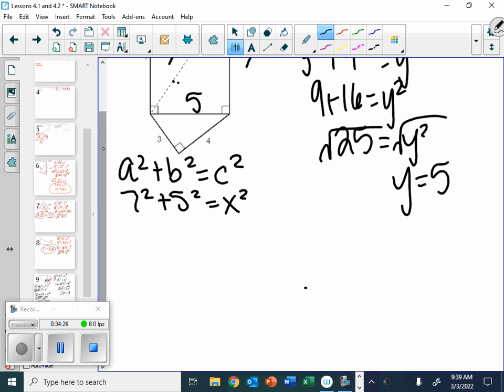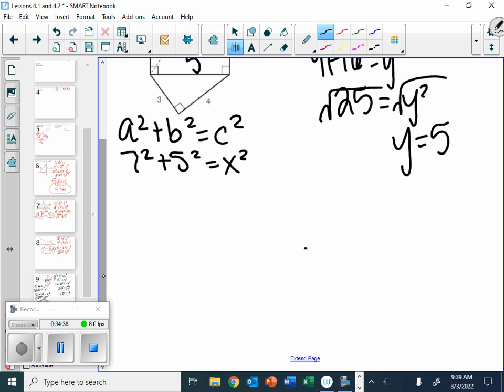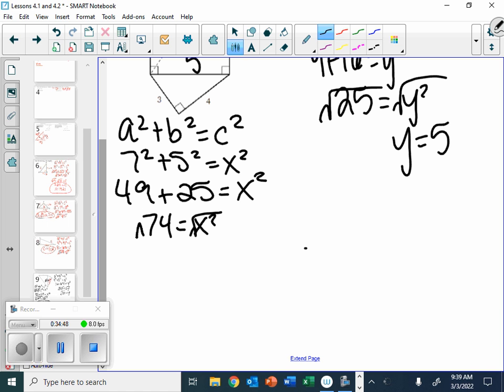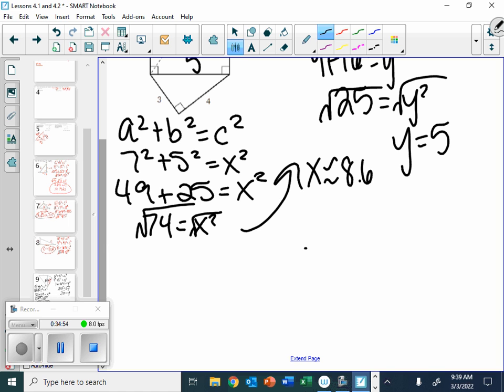Alright, rounded to 2 decimal places. What is X? 8.60. Good deal. So 49 plus 25 equals X squared. I think that's 74. When you round to 2 decimal places, X is approximately 8.60. Very good.